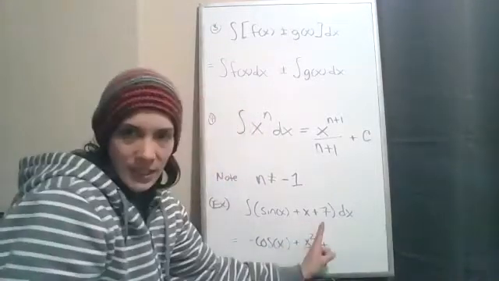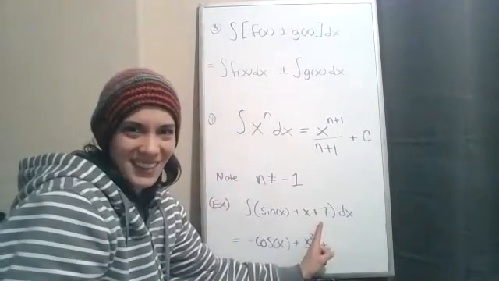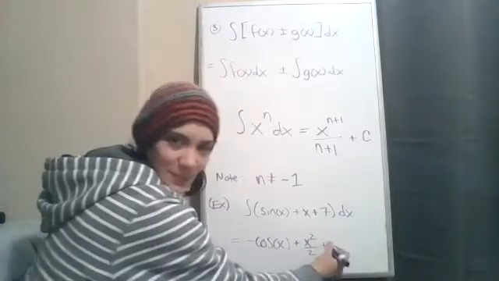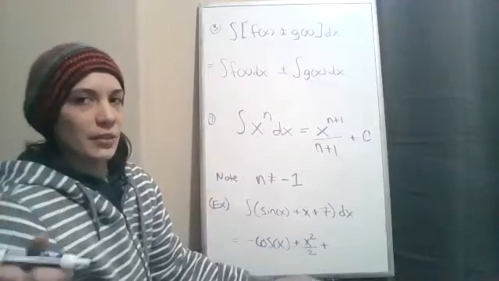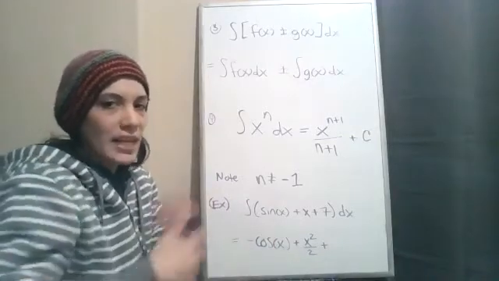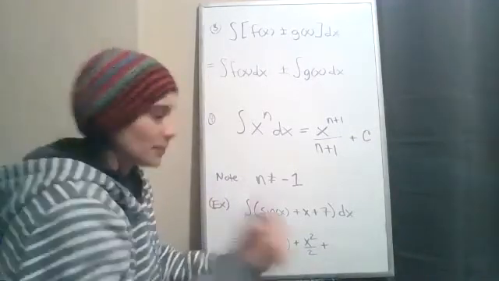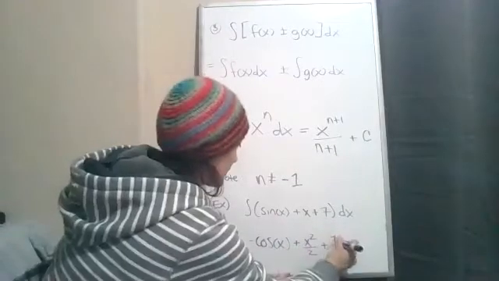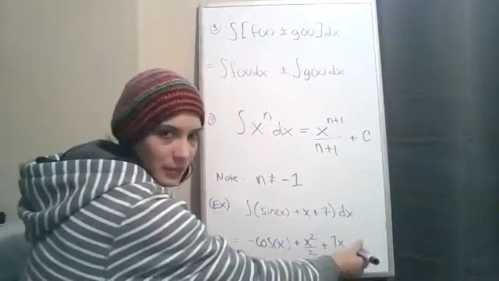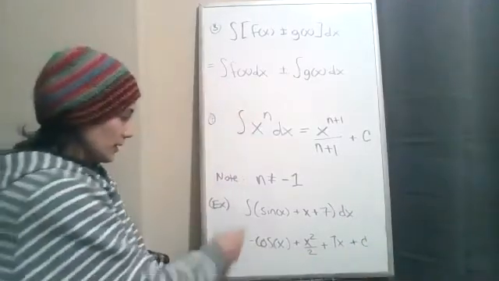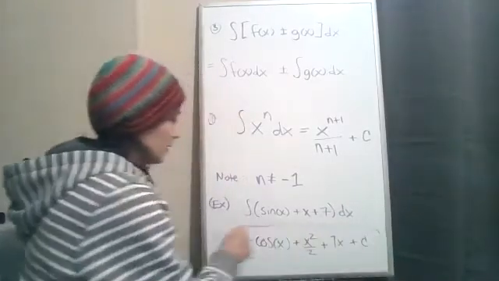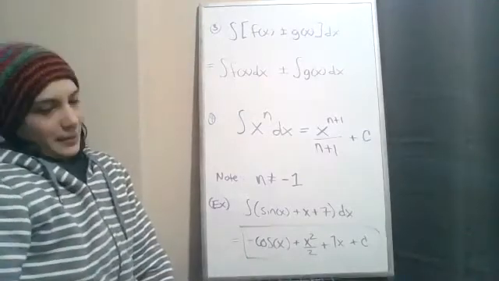Add, what's this? 7x. Oh, that would be if you took the derivative, you would get a 0, but we're doing the antiderivative, so we need a 7x. And then plus some number c. That's the whole thing. Okay.